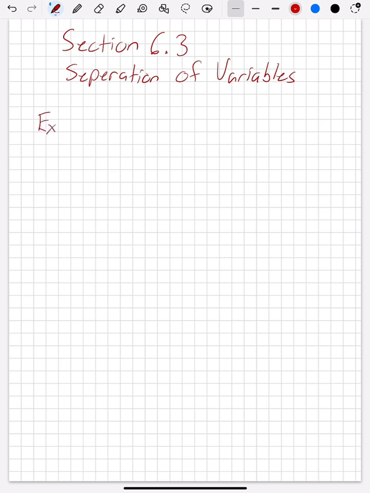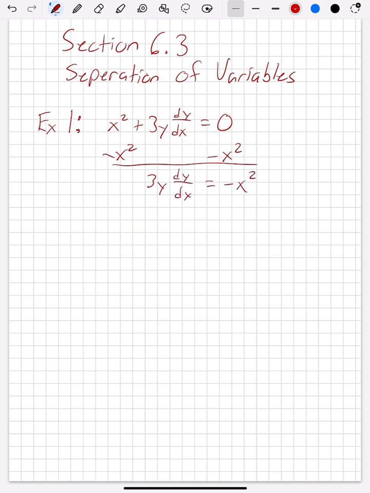So we'll say this is example 1. Let's say that we have a differential equation (x squared plus 3y) dy/dx equal to 0. To find out if this is separable, and by separable I mean we can put all of the things with x's and dx's on one side and all of the things with y's and dy's on the other side, the first thing I'm going to do is subtract x squared over, and I'm going to say 3y dy/dx is equal to negative x squared.